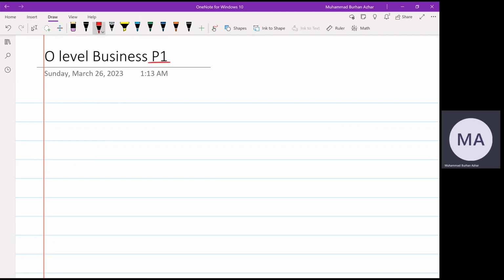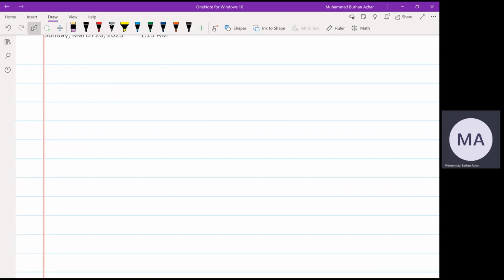कि किस तरह आपने business paper one को approach करना है, किस तरह आपने questions को attempt करना है, and our main focus would be कि what are some of the things that you should keep in mind while answering the question and what are some of the things that you should avoid while answering the questions.